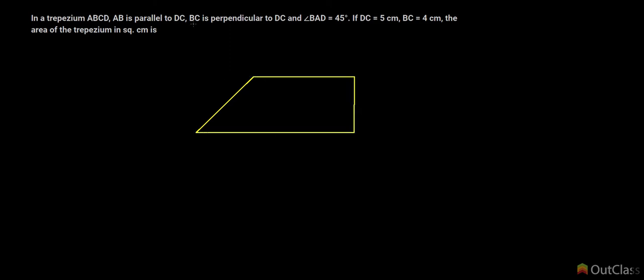my BC perpendicular to DC. BC perpendicular to DC. That's what I have. Now you'll notice that this doesn't require anything beyond the very basics of mensuration and maybe what to do with this 45. So what we normally do with the trapezium is we break it down into a rectangle and two triangles if it looks like this. But since we already have a 90 there, it just breaks down into a rectangle and a triangle.